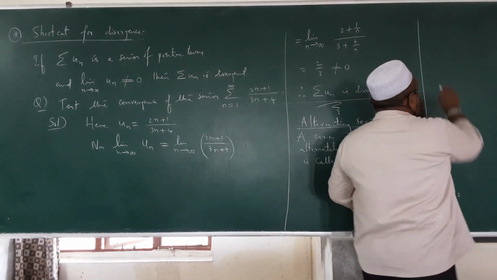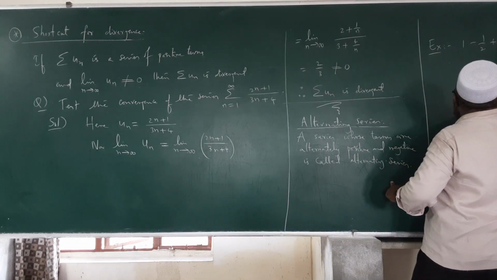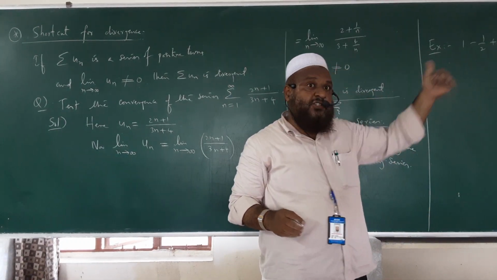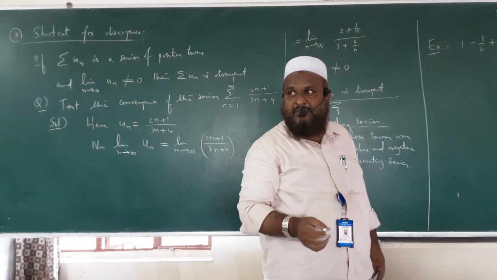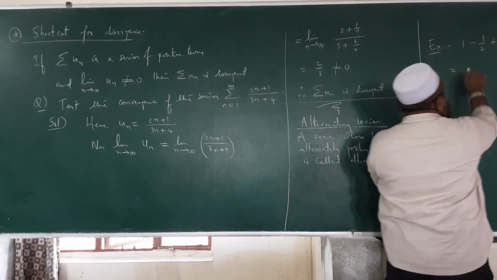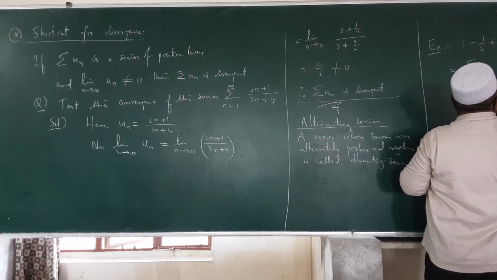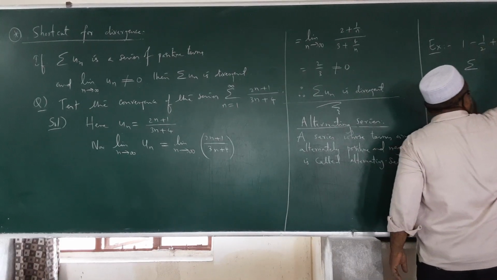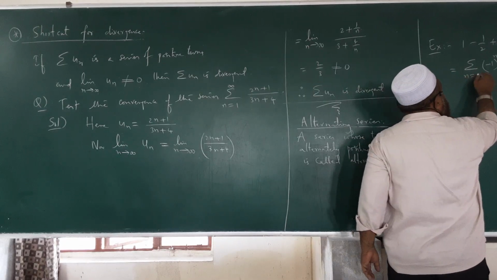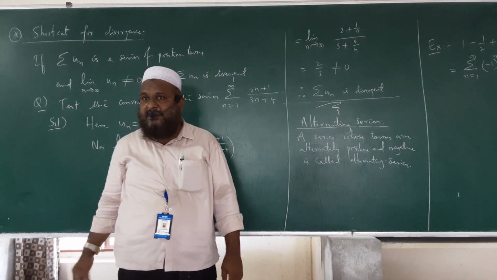What is an example? 1 minus 1 by 2 plus 1 by 3, and so on. It's an example. It starts with a positive term, it may also start with a negative term. What is the short form for this example? Sigma. This 1, 1 by 2, 1 by 3, 1 by 4, they all come from 1 by n. This plus minus will be adjusted with minus 1 power n minus 1, n is equal to 1 to infinity. This is the format of an alternating series.